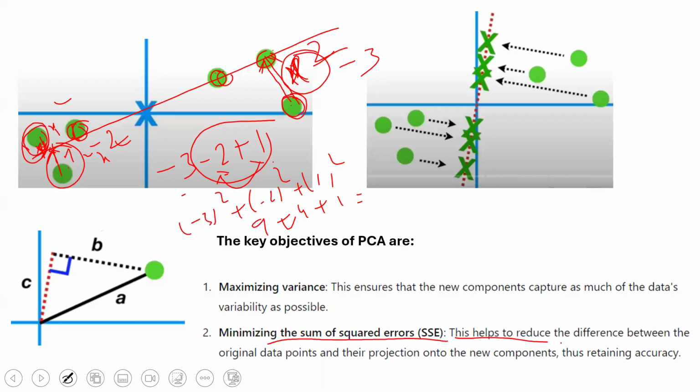So this helps to reduce the difference between the original data points and their projections onto the new components, thus retaining accuracy.